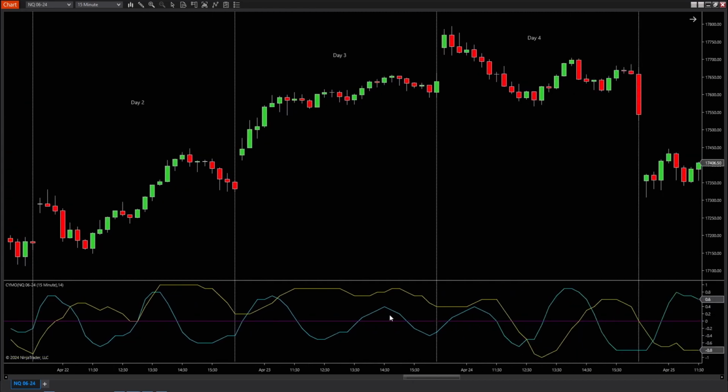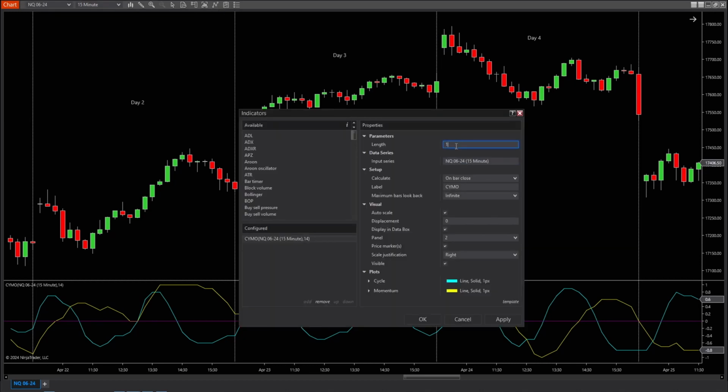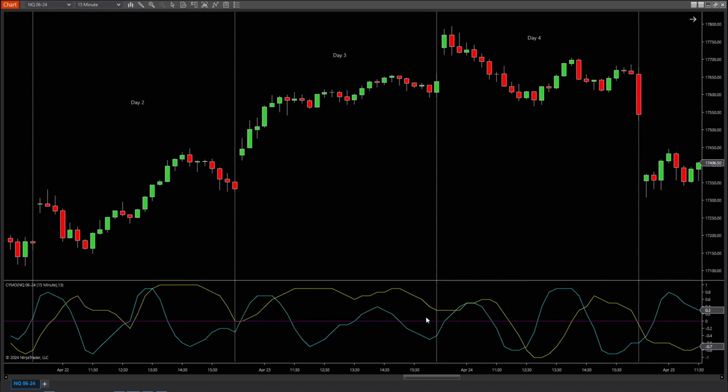Moving on to Day 3. Today, we continue our exploration of the CyMo Pro Indicators, focusing on a balanced setting of 13. This setting provides an optimal blend of responsiveness and signal clarity, ideal for traders looking for a steady approach to market entries and exits.